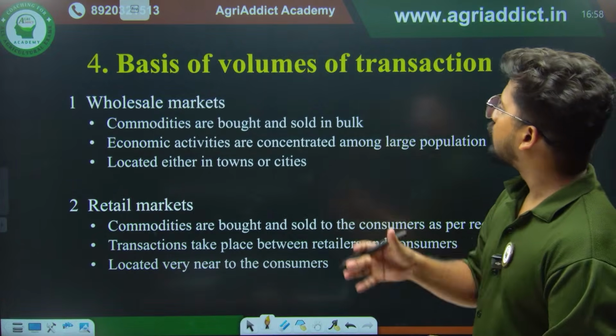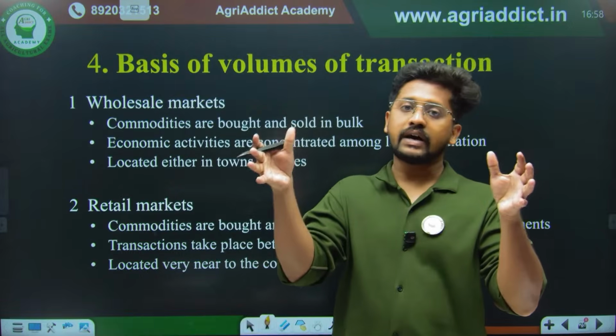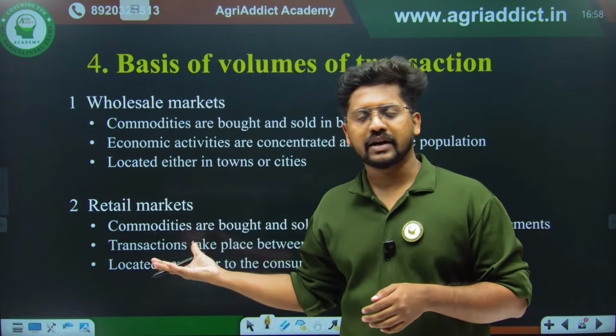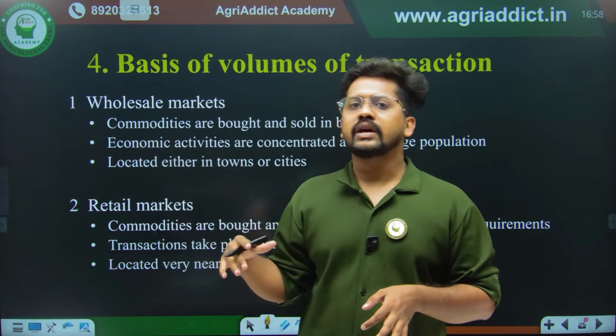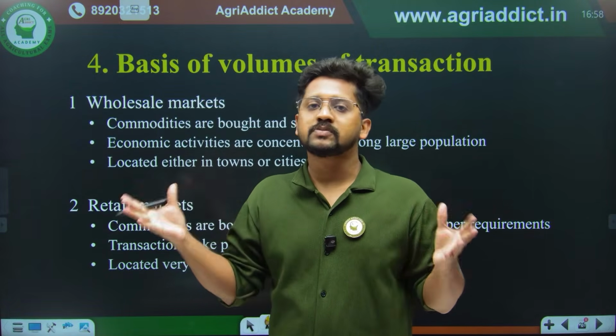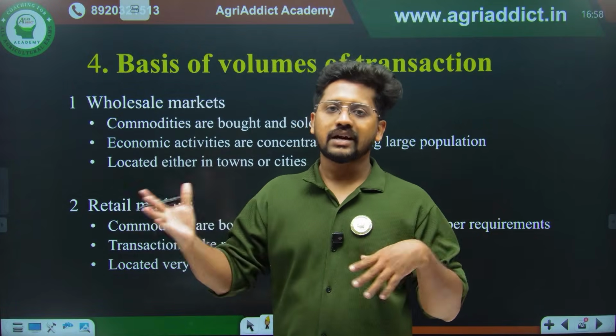Then coming to the volume of transaction, how much bulk of the quantity is getting transacted in the market? Very easy. First one is wholesale market, second one is retail market. Wholesale market means you can buy a particular commodity in very much bulk, right? Maybe quintals and tons you can buy.